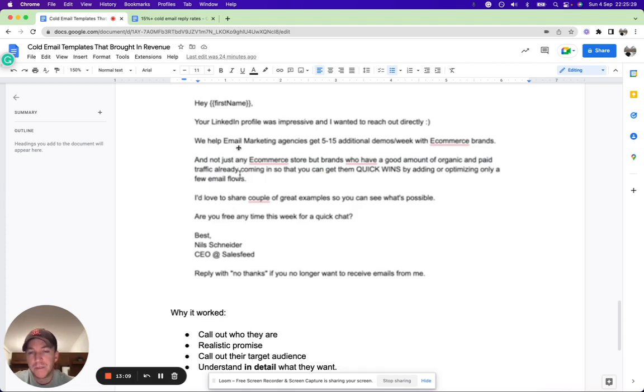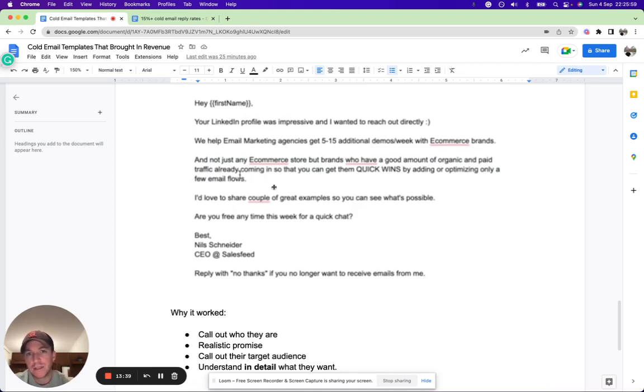Then again, second sentence: we help email marketing agencies get 5 to 15 additional demos a week with e-commerce brands. So here again, email marketing agencies, that was our target, who we were sending the cold email to. 5 to 15 additional demos a week was the promise, the value prop, and it's quite believable, it's realistic. And then e-commerce brands is the target audience of the target audience. So these email marketing agencies, they're working with e-commerce brands.